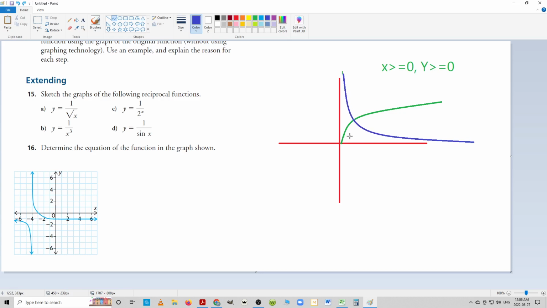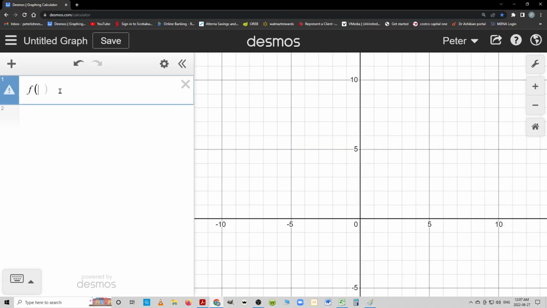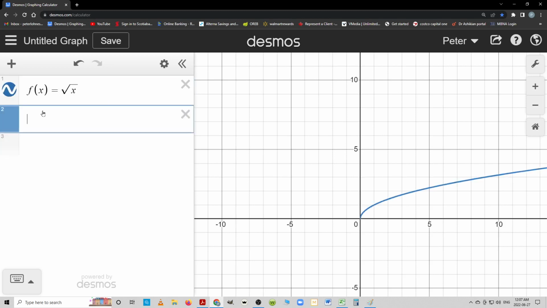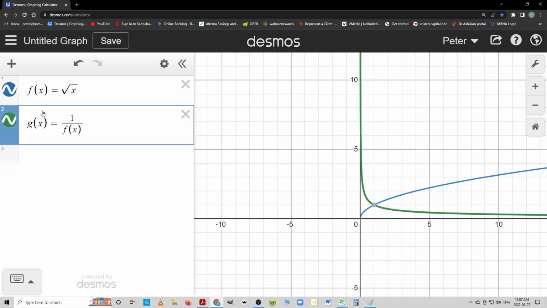And they'll probably share a spot right here at (1, 1) because y is equal to the square root of x. When x is 1, y is 1, and 1 over 1 is 1. So I think that's what you're going to see. Yeah. And they share the spot (1, 1).